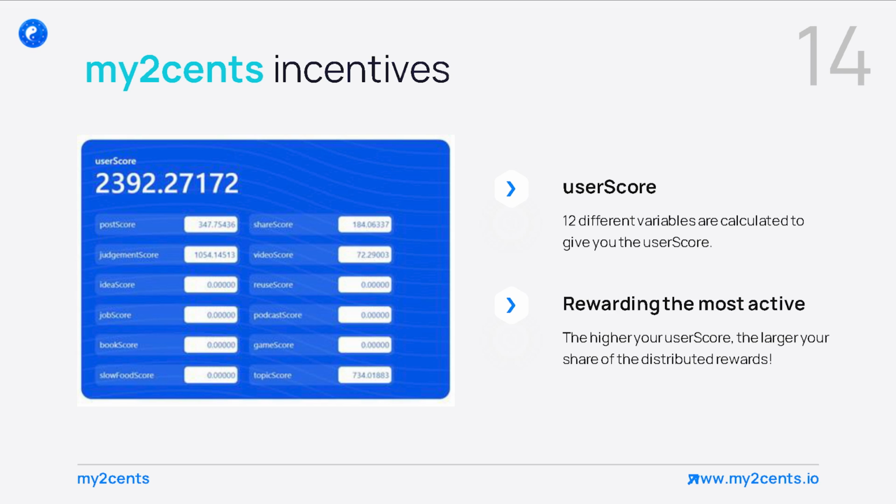These are the scores. I will make a separate presentation and explain the scores to you in detail. But we have 6 different types of scores. The sum of those scores equals your user score, and your user score determines how much advertisement revenue you will receive from My2Cents.